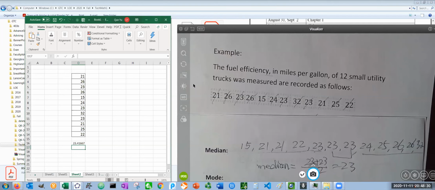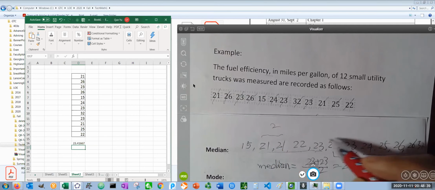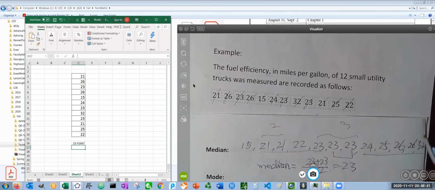And mode. If you look at which number occurs more often after you line up, it's very easy to see that. 21 occurred twice, 23 occurred 3 times, and 26 occurred twice, others occurred once. So 3 is the highest frequency, so the mode is 23.